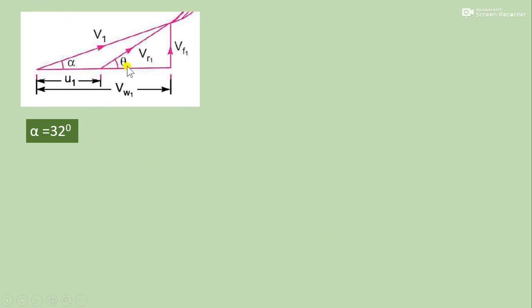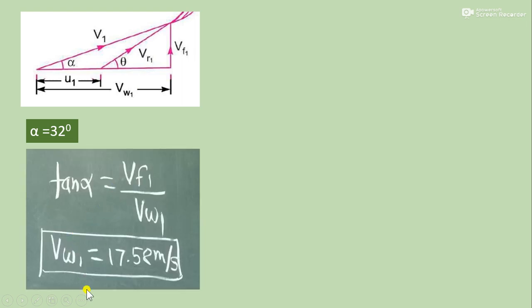Now in inlet velocity triangle we are given alpha value, that is guide blade angle of the Kaplan turbine. So from this we can find, using this formula, tan alpha is equal to Vf1 divided by Vw1. So from this we can find value of whirl velocity at inlet, that is Vw1.